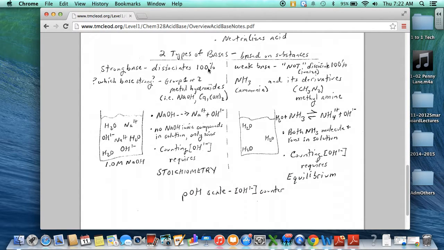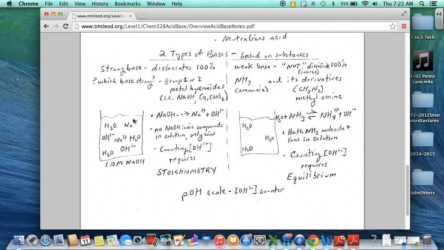Strong bases dissociate. Now, why do we use the word dissociate? Because these are usually, as it says here, metal hydroxide ionic compounds. And it's the metals of groups 1 and 2. So, for example, sodium hydroxide and calcium hydroxide. They're both ionic compounds. Their base units are ions. That's why we say dissociate. So therefore, they dissociate 100%.